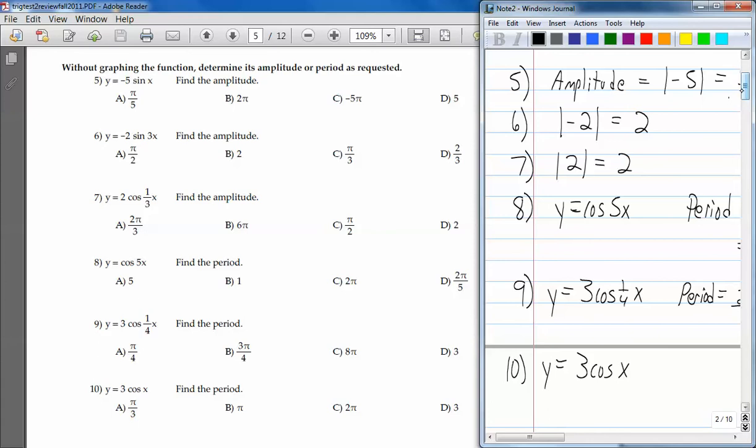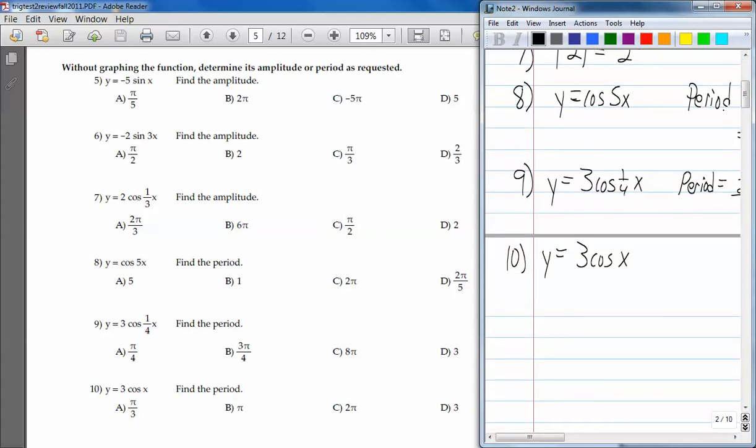Alright, the next problem, number 10, find the period. Y equals 3 cosine of x. Notice there's nothing in front of the x, so that's understood to be a 1. So the period is going to be 2 pi divided by omega, or 2 pi divided by 1, which is 2 pi. So the period of number 10 is 2 pi, C.